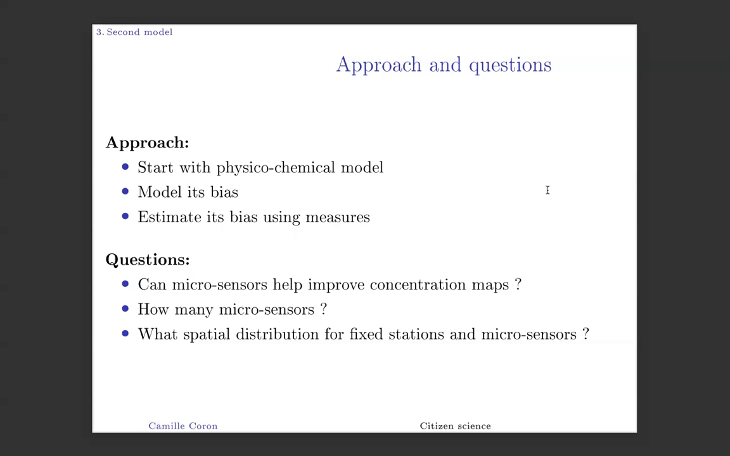So how can microsensors help make our estimations, whereas we don't really know their properties? How many microsensors is the best for us, knowing that they are cheap but maybe they do not... If you have very few big sensors, probably it's not very interesting to have some of them. And also what is the best spatial distribution of stations and of microsensors, for instance.